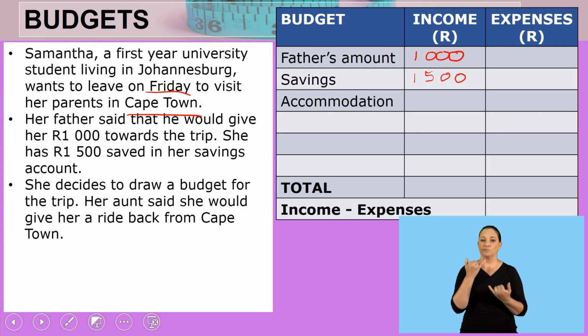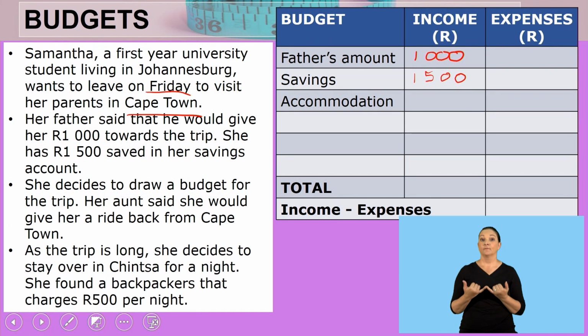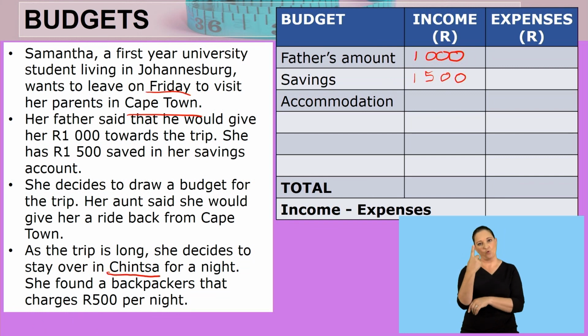She decides to draw a budget for a trip. Her aunt said she would give her a ride back from Cape Town. That's a good piece of advice there. So we're just basically budgeting for the trip to Cape Town. As the trip is long, she decides to stay over in Chinsau for a night. She found a backpackers that charges 500 Rand per night. So for how many nights is she staying there? Just one night. So that's 500 Rand. But again here, that's an expense.